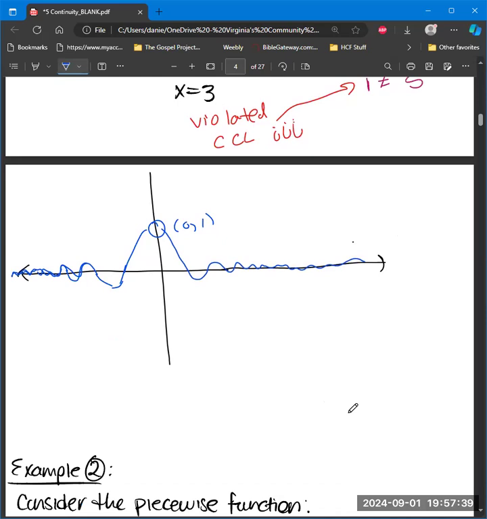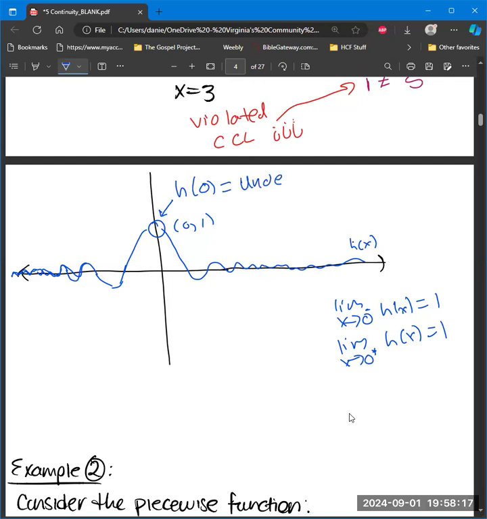So I'm going to tell you that as I come close to 0 here, the limit as x approaches 0 of, I'll call this function h of x, as I come from the left, equals 1. The limit as x approaches 0 from the right of h of x is also equal to 1. But I've got a problem right away: h of 0 is undefined.